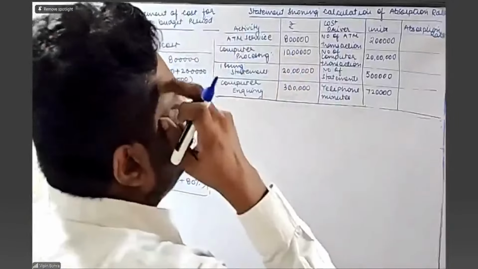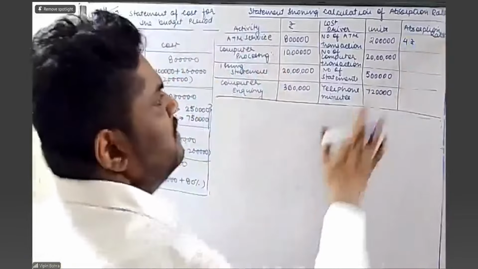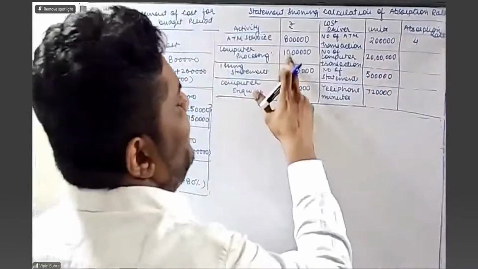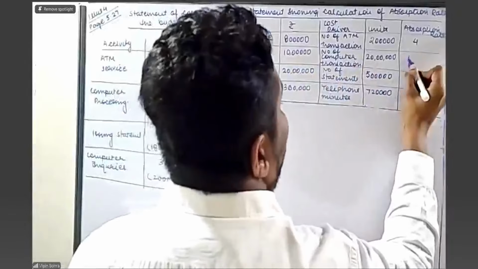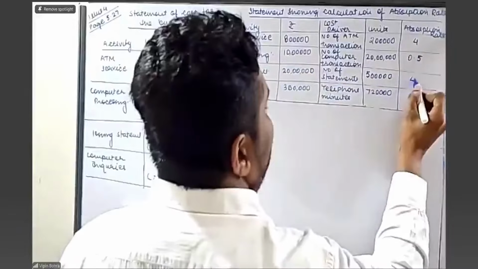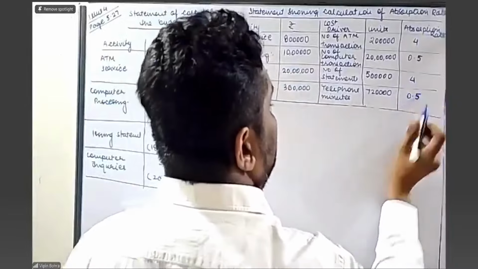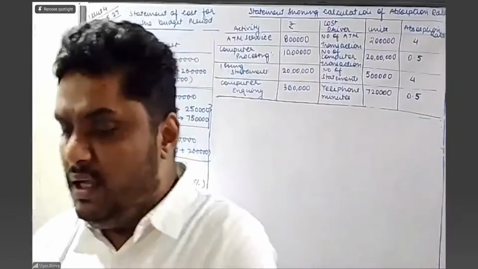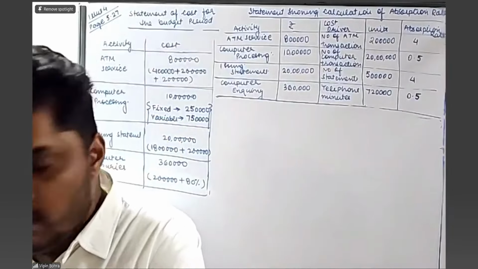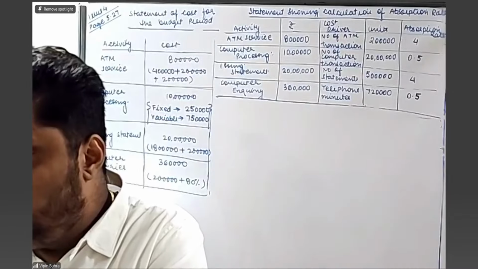So 8 lakh divided by 2 lakh, it is rupees 4 per transaction. 10 lakh divided by 20 lakhs. So this will be 0.5. 20 lakh divided by 5 lakh. This will be 4. 360 divided by 720. This will be 0.5. So anyone having any doubts till now, you guys can please post your queries. Very good, Meenu.